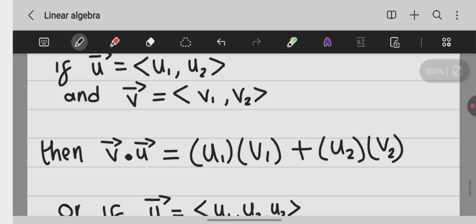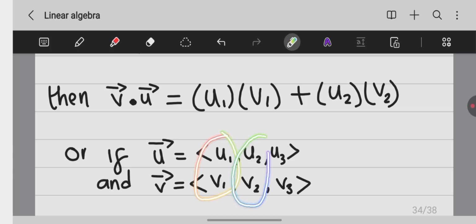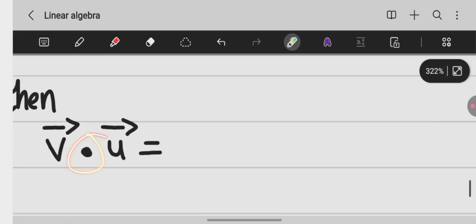I also want us to try this one with 3D. If you have U with U1, U2, U3, and V with V1, V2, V3, once you do the dot product, you multiply U1 with V1, then add the multiplication of U2 and V2, and then add the multiplication of U3 and V3. And this is the symbol for dot products. Once we do the cross product, you'll see the difference.